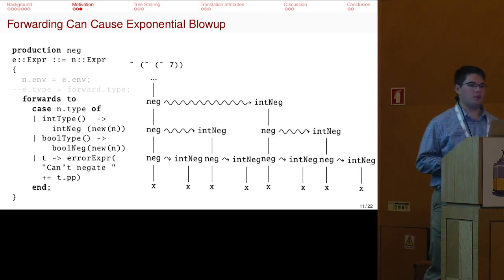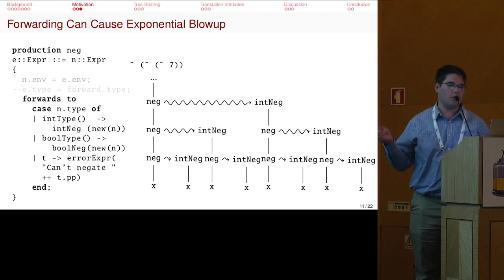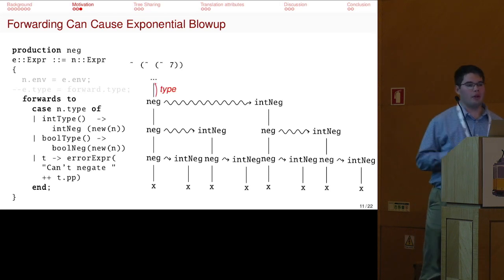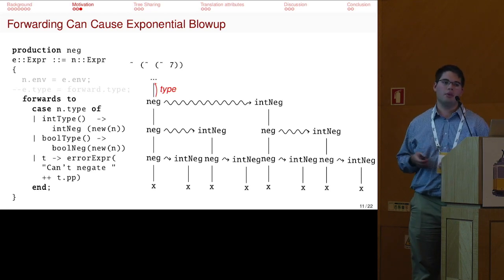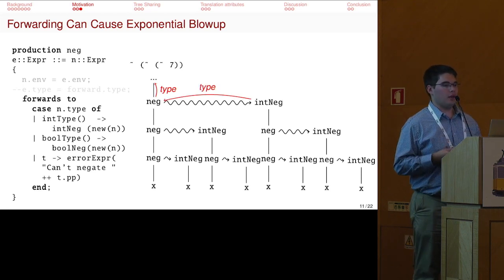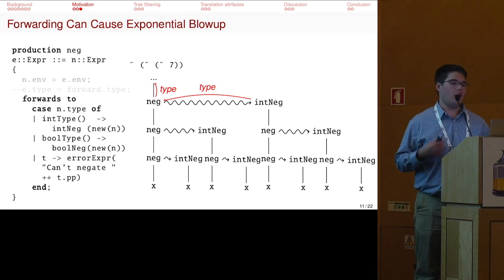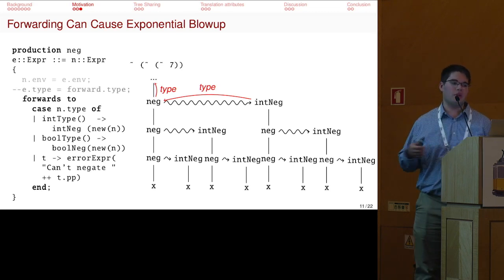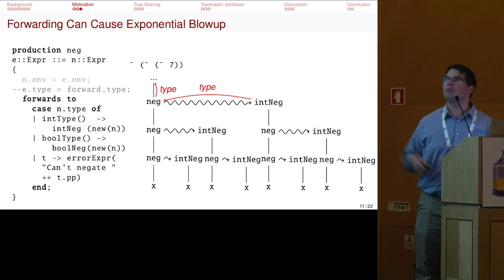Because an expression with 3 nested negations gives rise to this structure of potential forward trees. And now considering what happens during type checking, when type gets demanded from this expression, we don't supply an equation for type on neg, so type gets automatically copied from the forwards tree. And it's almost as if we wrote this explicit equation to copy the type from the forwards tree, but this is happening implicitly.